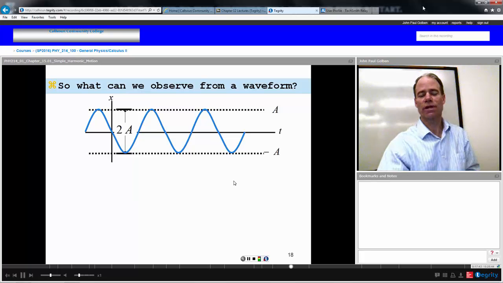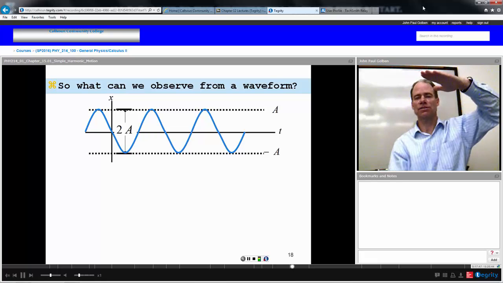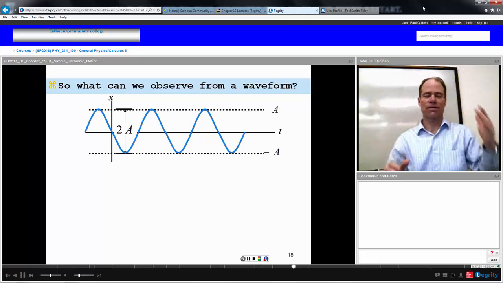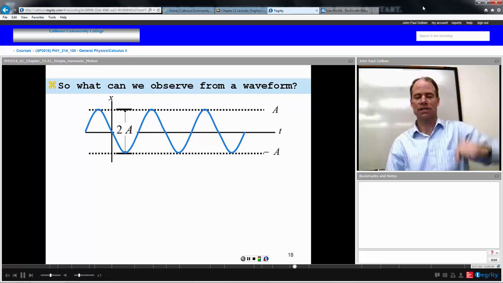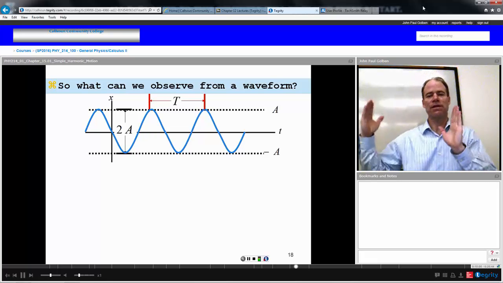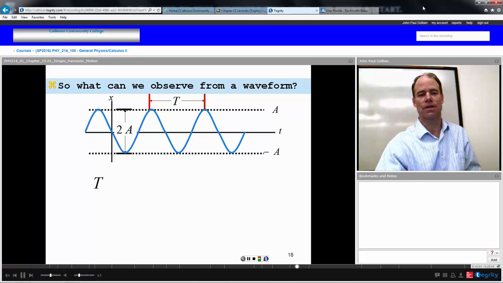So what can we observe from a waveform? Well, we know that peak to peak in either direction, we're going to go amplitude this way or amplitude that way. So if I didn't know where the middle point was, I would just measure peak to peak and divide by 2 to get my amplitude. And going peak to peak the other way in terms of time will give me the period. So I can measure those two things off my waveform.